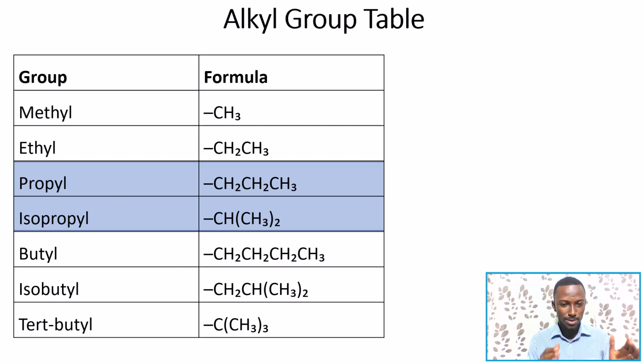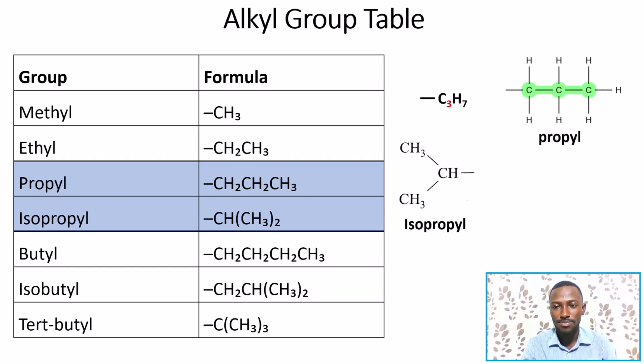But before we look at propyl and isopropyl, I want you to do something for me. Look at this. The formula we have at the top out there, that is C3H7. What does that mean? Come back to the propyl and look at the formula. The formula is dash CH2, CH2, CH3, right? Let's count the number of carbons. You have 1, 2, 3. 3 carbons out there. That is why it is CH3.